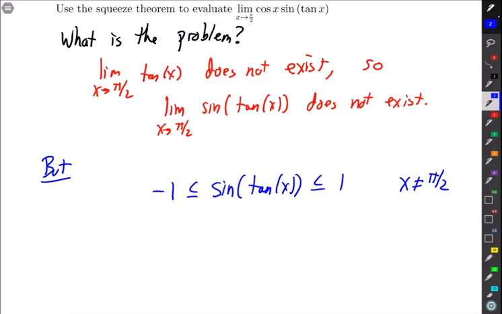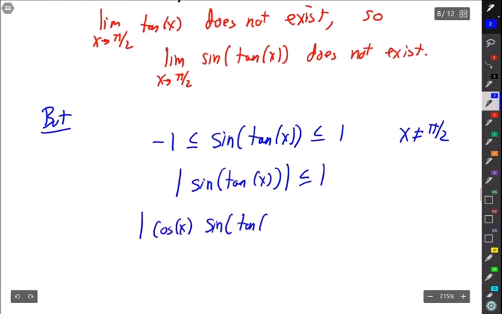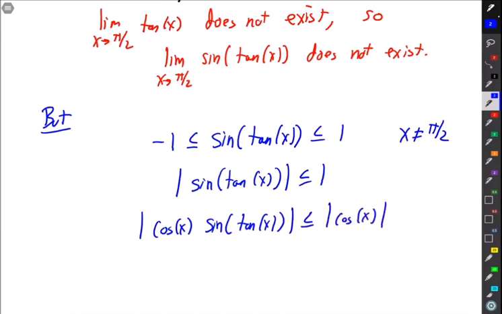So what this tells me here is that the absolute value of sine of tangent of x is less than 1, which means I can multiply both sides by the absolute value of cosine x and then put the absolute value inside on the left. This tells me the following inequality, right? That's working absolute values, that's entirely fine.